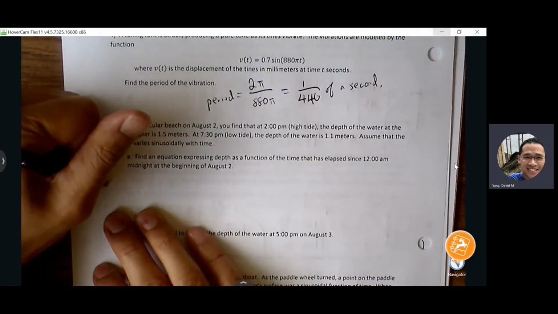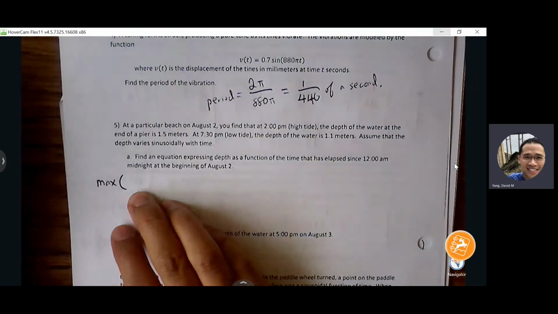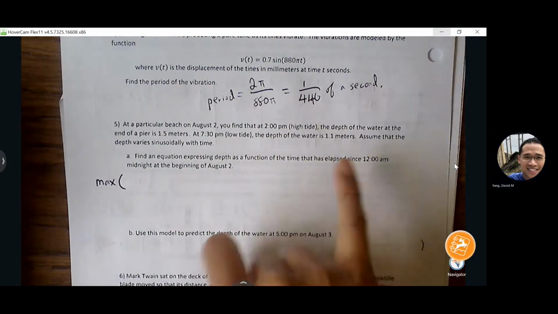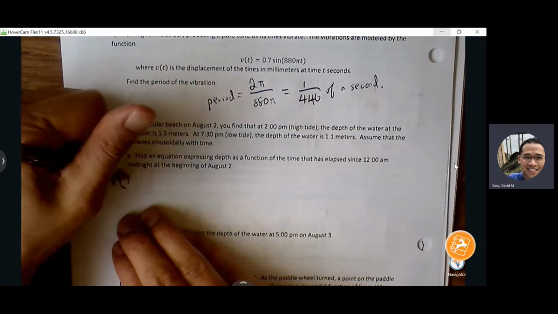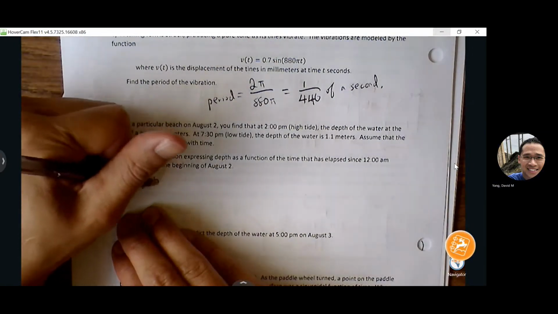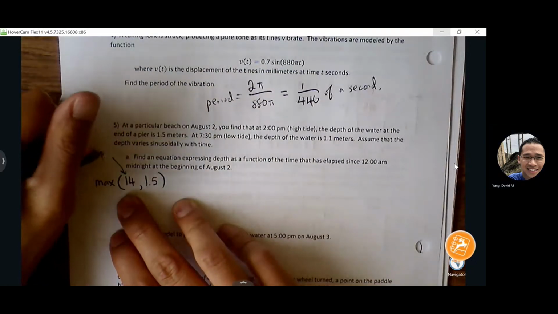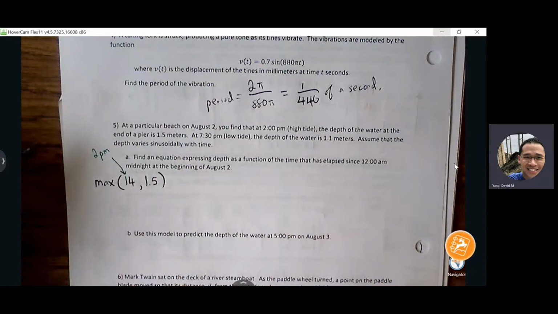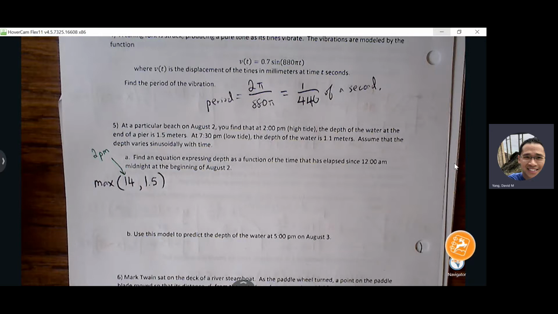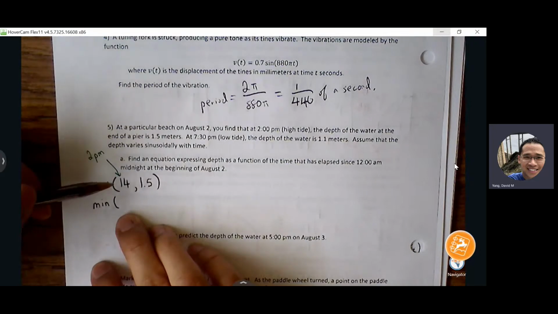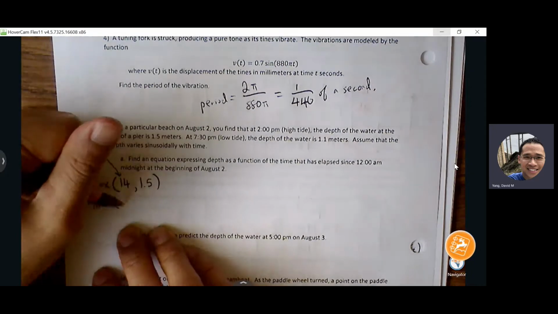So we know the max occurs at 2 p.m., which is really 14 hours after midnight. So think of it in terms of military time. Because 12 p.m. is 12, 1 p.m. is 13, so 2 p.m. is 14. Your min is going to occur at 7:30, so that's 5.5 hours later.